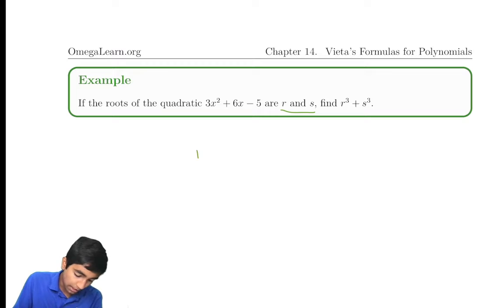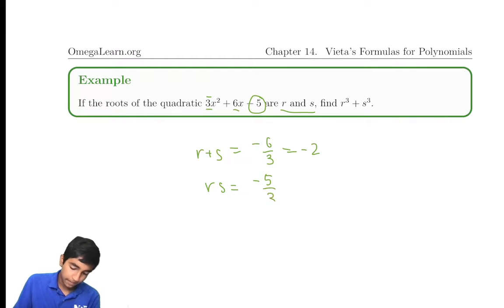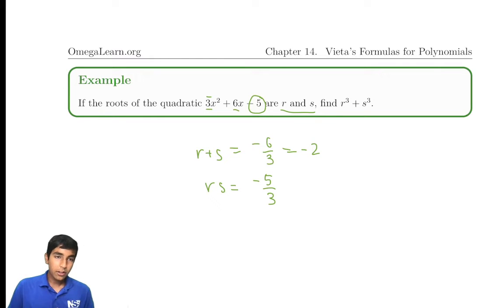We know r plus s. We know that r plus s equals negative of b over a, negative 6 over 3 is negative 2, and rs is just c over a, so negative 5 over 3. But we're asked to find r cubed plus s cubed. If you watch the factorizations video, you'll know exactly how to solve this.